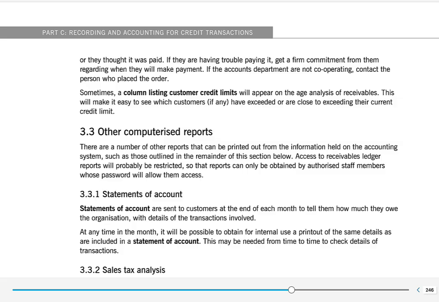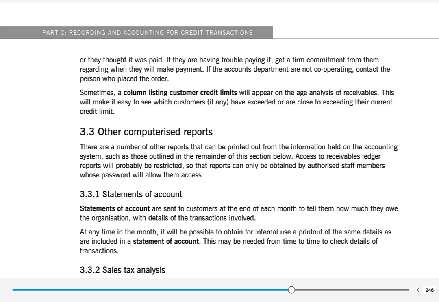In the book, this lesson is basically saying, once a business uses a computerized receivables ledger package, it can print many helpful reports, not only the age analysis. These reports support credit control, customer service, and management decisions. Also notice an important control point the book mentions. Access to these reports is often restricted. Why? Because receivables information is sensitive. It includes customer balances, payment history, and sometimes contact details. So, in a well-controlled business, only authorized staff can print or view certain reports.